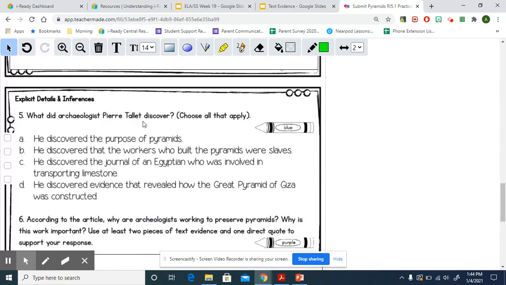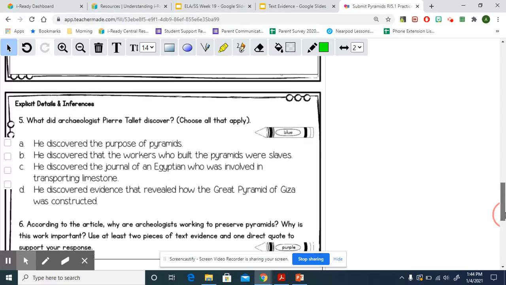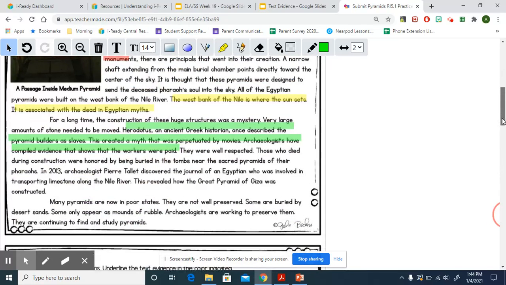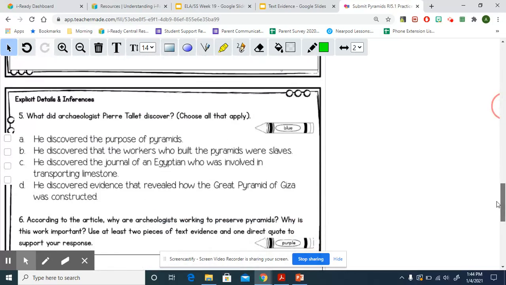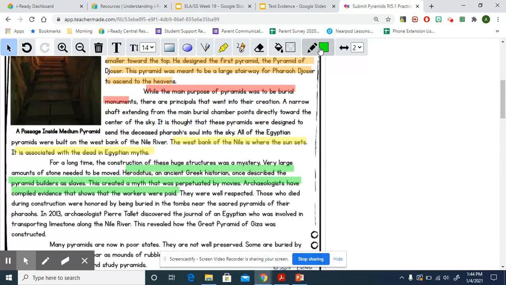What did archaeologist Pierre Tallet discover? And we're going to highlight that blue. So let's go back and see what he discovered. Pierre Tallet. I believe that said blue. Yep. Okay, so we're going to change our color to blue. There's a couple different options. It doesn't matter which one.